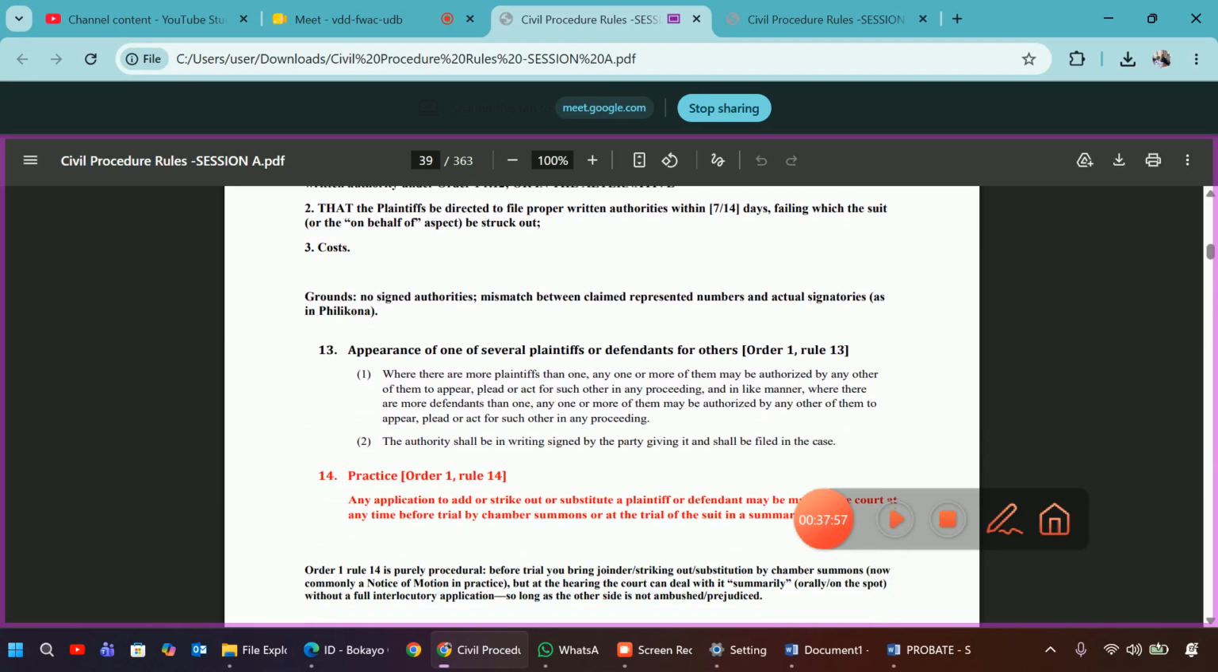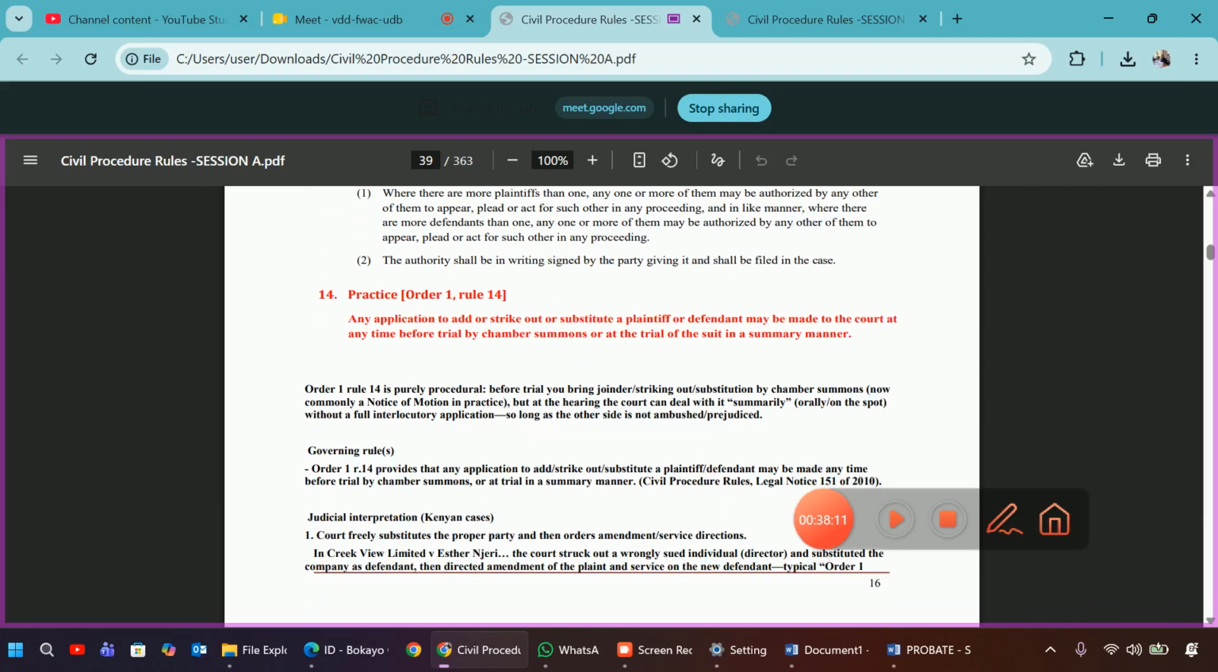So the grounds that you will be stating is that there is no signed authority, there is a mismatch between claimed represented numbers and actual signatories, as was seen in the Philocona decision. So generally, how do courts interpret Order 1, Rule 14? Any application to add or strike out or substitute a plaintiff or defendant may be made to the court at any time before trial by chamber summons or at the trial of the suit in a summary manner.